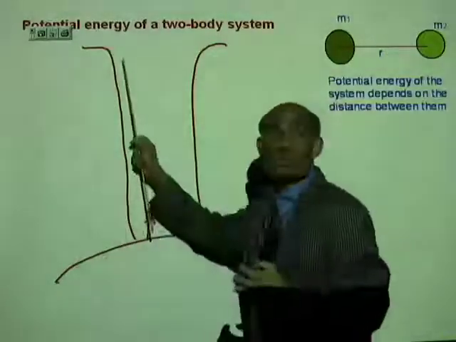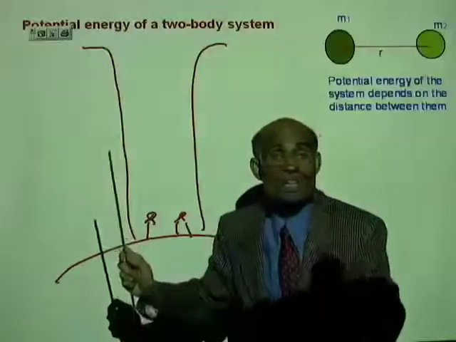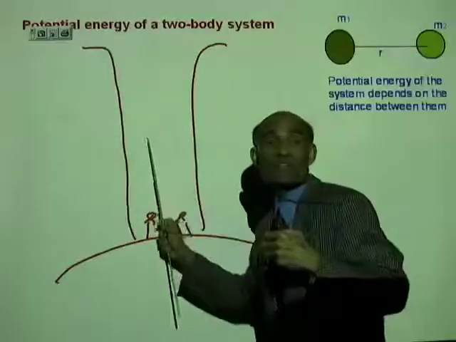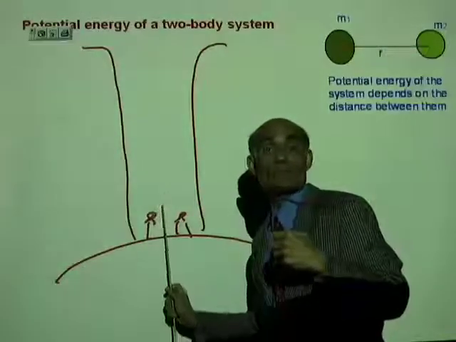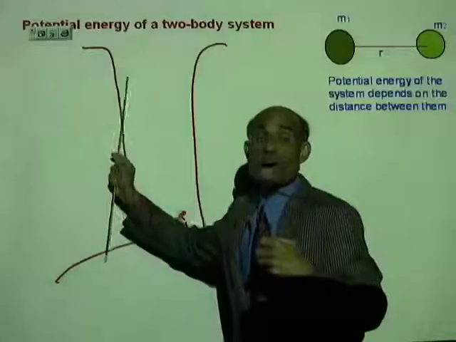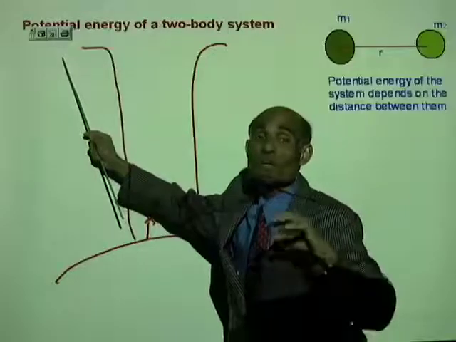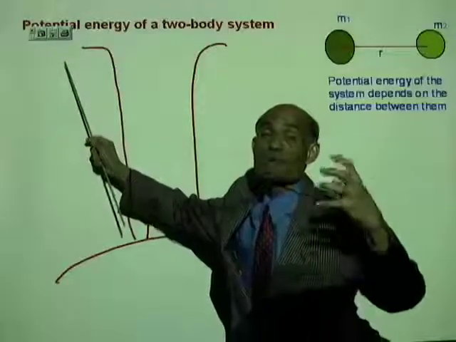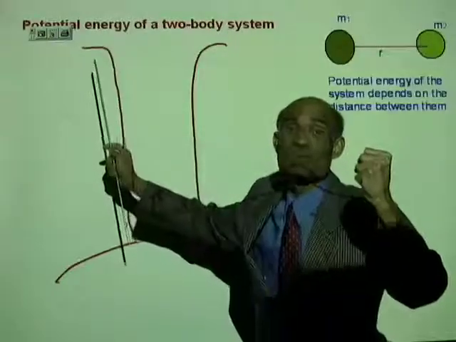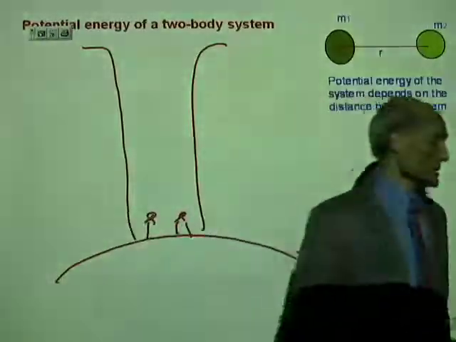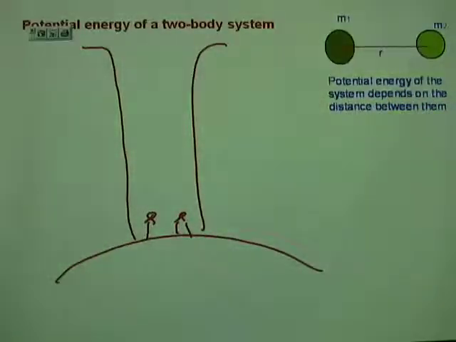As long as you are in the Earth's gravitational field, you are in the potential well. Only when you are out of the Earth's gravitational field, you come out of the potential well, your potential energy becomes 0. Alright, we will talk about that as we go on.